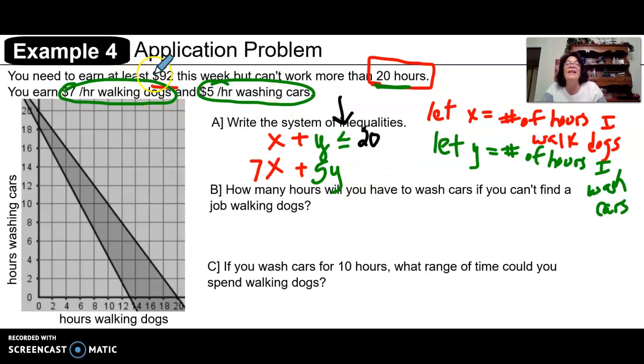I have to earn at least 92. So think about that for a minute. Is that less than 92? What does that mean, at least $92? Does that mean I want to earn less than 92, less than or equal to 92, greater than 92, greater than or equal to 92? What does it mean when I say at least $92?